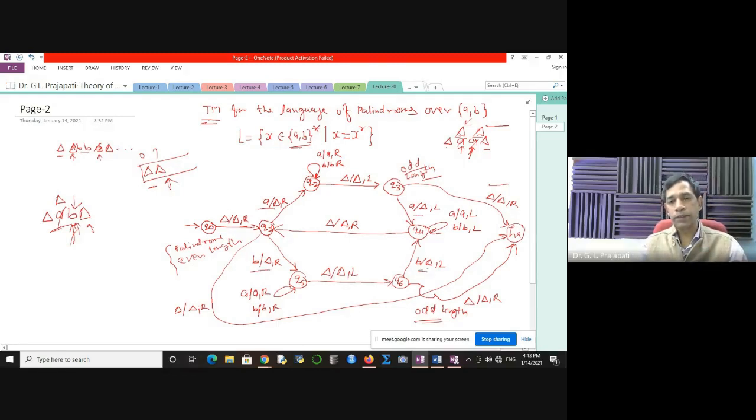And see, this is the Turing machine for the language of palindrome. And this is the deterministic Turing machine you have obtained for the language of palindrome. Whereas you know that in the case of the PDA, we don't have a deterministic PDA for the language of palindrome.